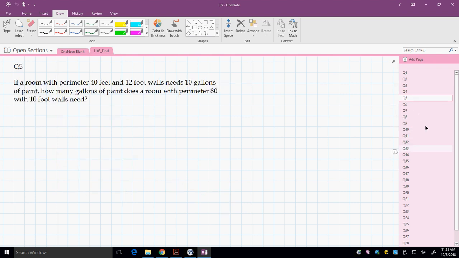So now we're going to question number 5. If a room with a perimeter of 40 feet and 12-foot walls needs 10 gallons of paint, how many gallons of paint does a room with a perimeter of 80 feet and 10-foot walls need? A little drawing will help to picture this.